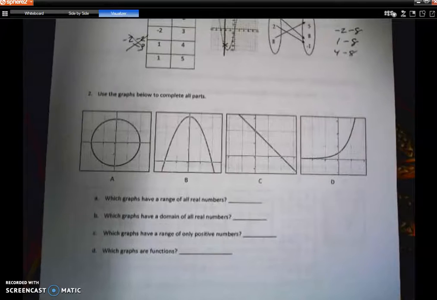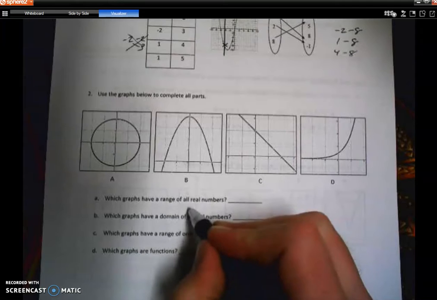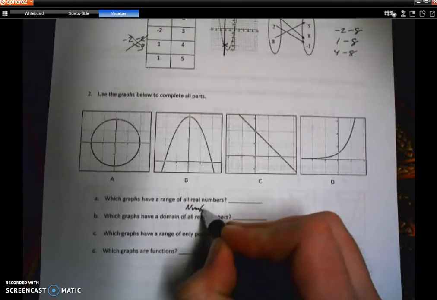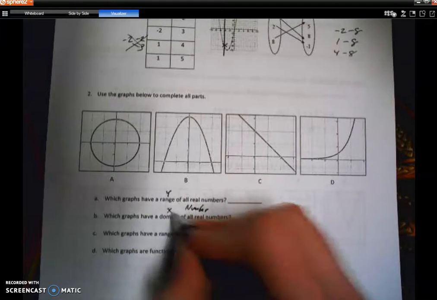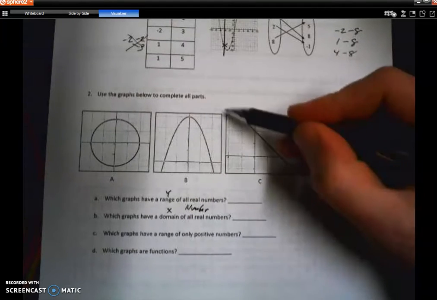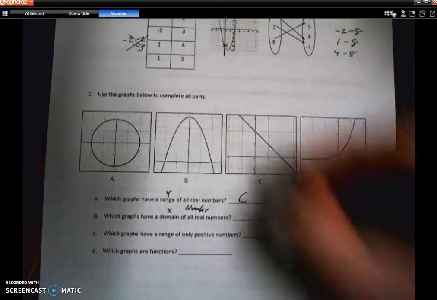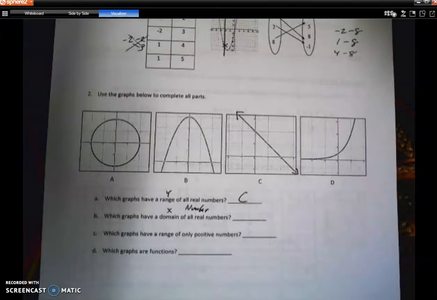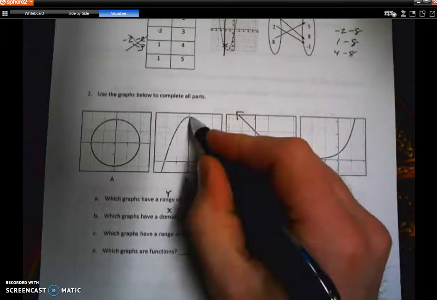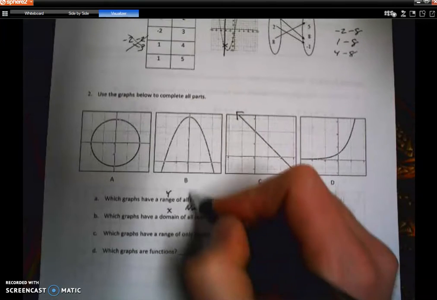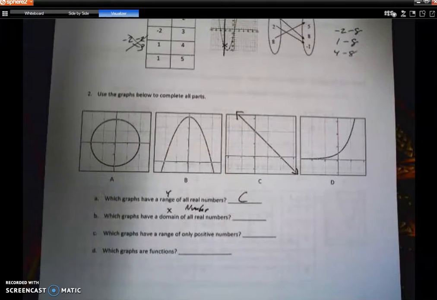All right. Use the graphs below to complete all parts. Which graphs have a range of all real numbers? Now, all real numbers just means numbers, anything from decimals to fractions to negatives to positives. Remember, range is y, domain is the x. So for the range of all real numbers, the only answer is possibly C, because C goes to the positives and to the infinities. I mean the negatives. D only goes to the positives. B touches a little bit of positives, but only goes to the negatives. And A is just a weird circle.